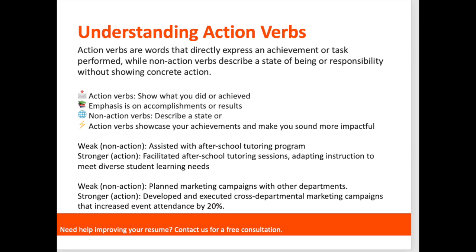And this is really important because hiring managers and recruiters will probably only spend a few seconds scanning your resume, and making the most impact that you can in those few seconds is really important.